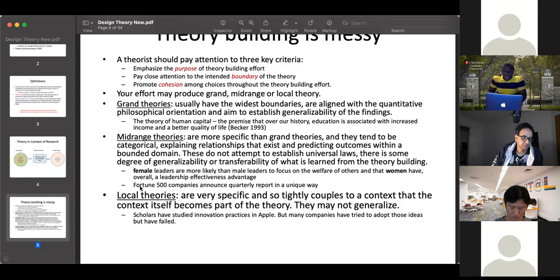The local theories are bounded in context. So what we usually produce in design science research are bounded theories, so tightly coupled to the context that the context becomes part of the theory. Take it outside the context, and the theory loses its meaning. They may not generalize. Do you know why? When we are solving a problem in design science, we are solving a problem for a particular context. The problem is contextual.